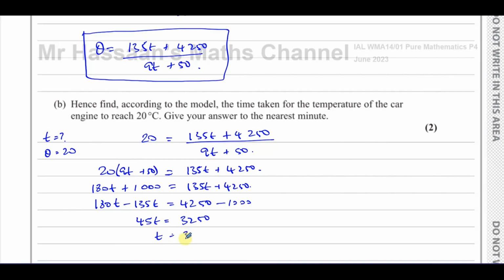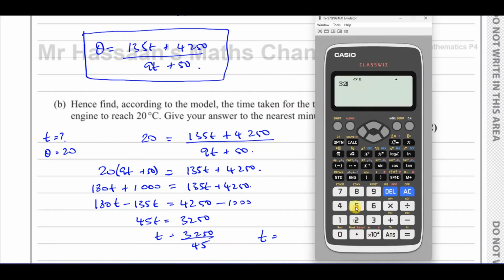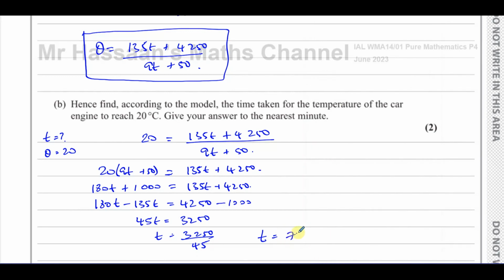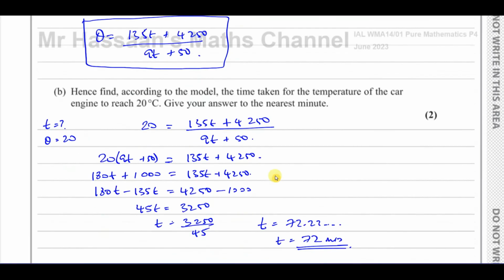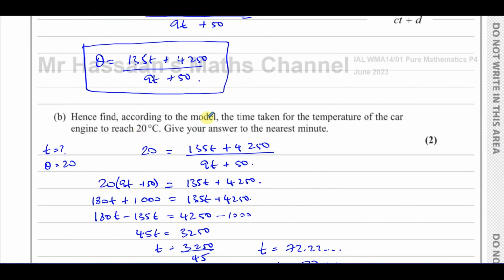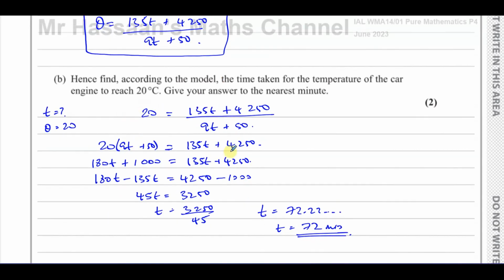So t is going to be 3,250 divided by 45, which gives us 650 over 9, 72.2 recurring, 72.222. So we can say t is equal to, to the nearest minute, 72 minutes. So there's the answer to part B. That's just using the model that we found to substitute the values in and find the value of t when theta is equal to 20.